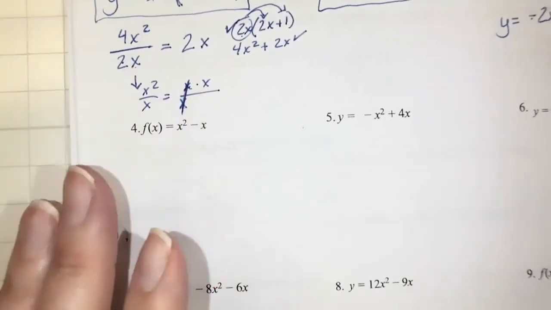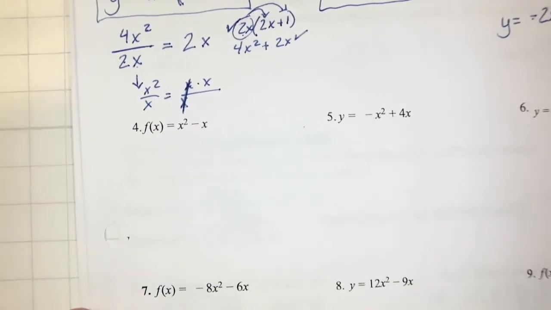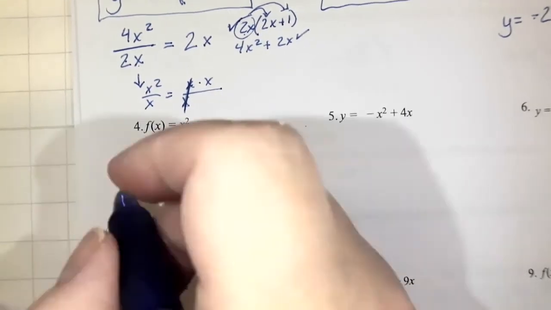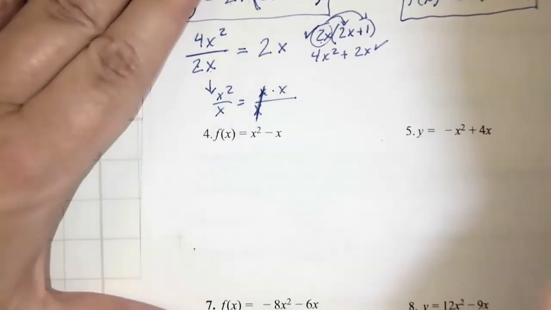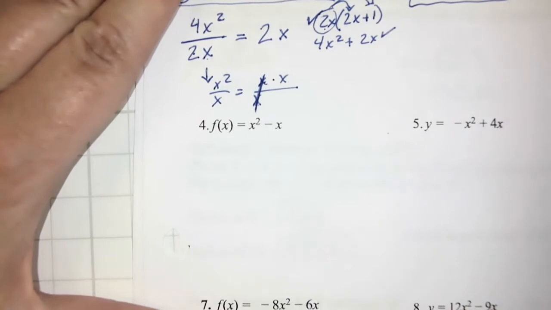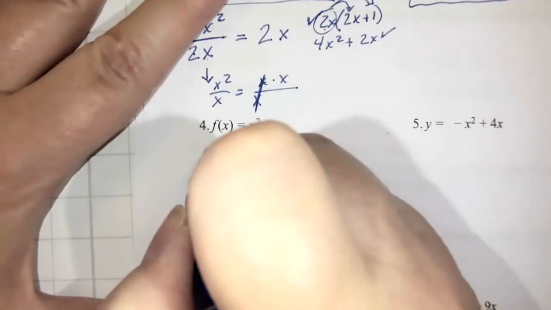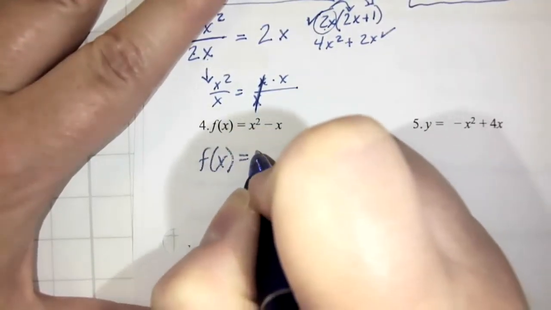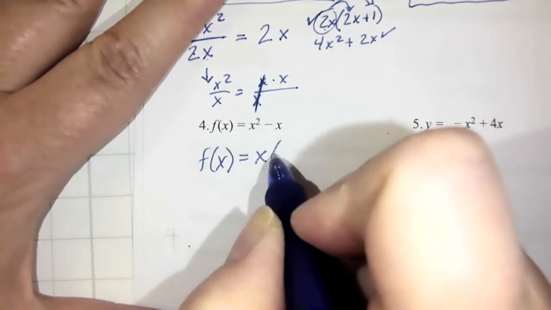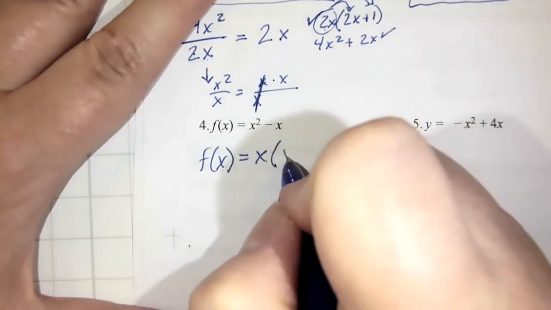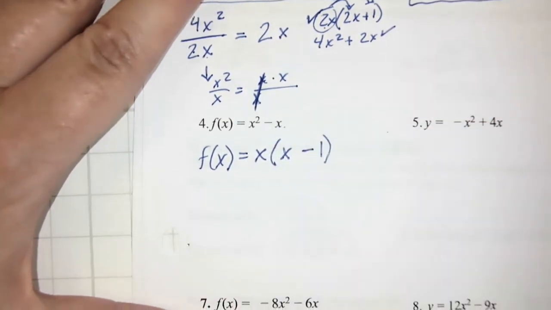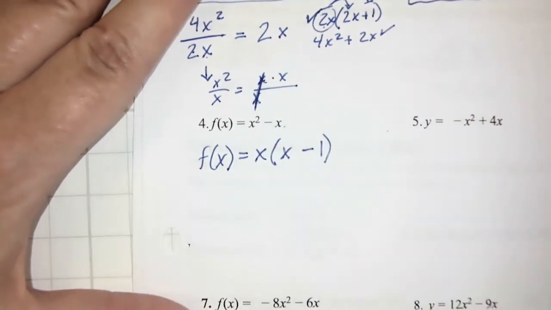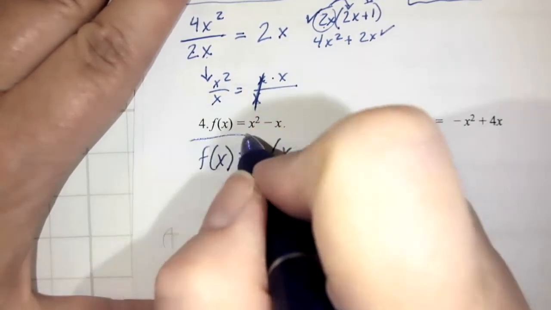Number 4, f of x equals x squared minus x. So we can see that the only thing they have in common is the x. So we'll go ahead and factor out the x. F of x equals, we're factoring out the x. So x squared divided by x is x. And x divided by x is 1. So f of x equals x times the quantity x minus 1. The GCF was just x.